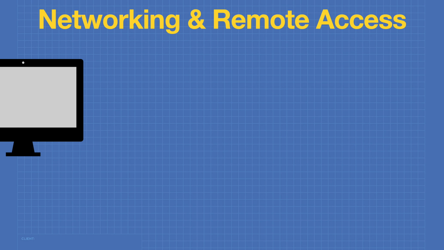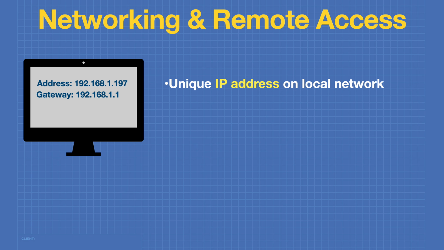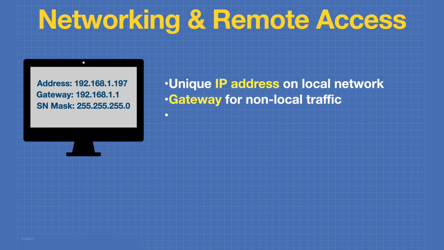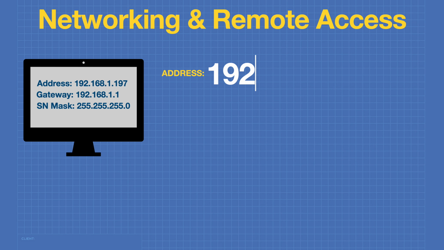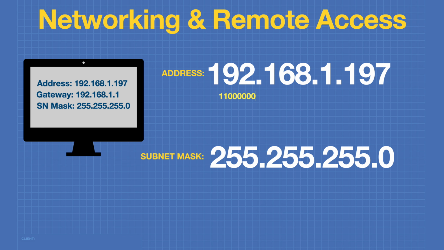To connect to a TCP/IP network, a Raspberry Pi or any other workstation requires three parameters: a unique IP address, the gateway, which is the destination for non-local traffic, and a subnet mask to define the local area network. Let's see how this works. We can take a look at our IP address and our subnet mask. This will make more sense if we convert it to binary.